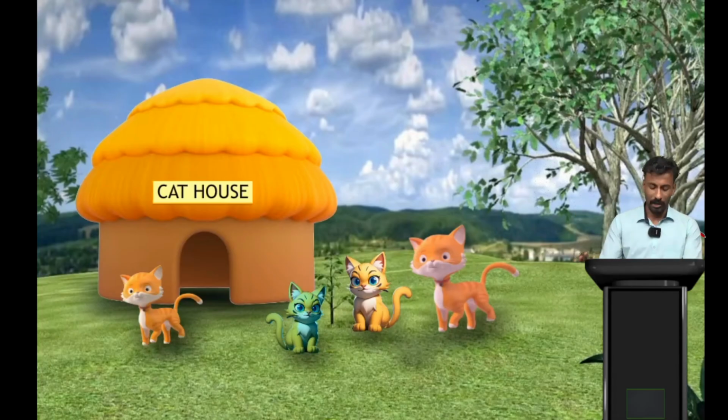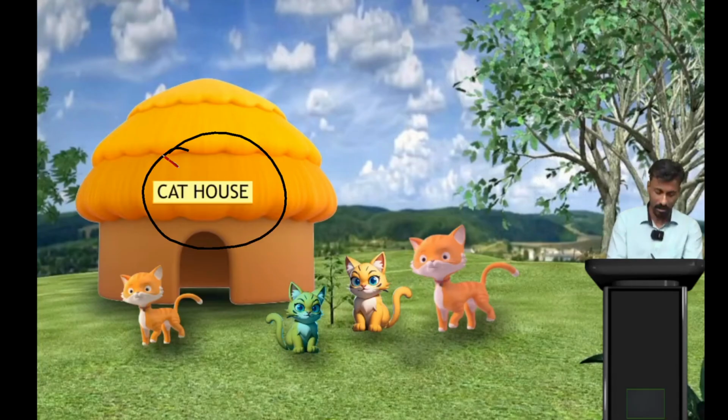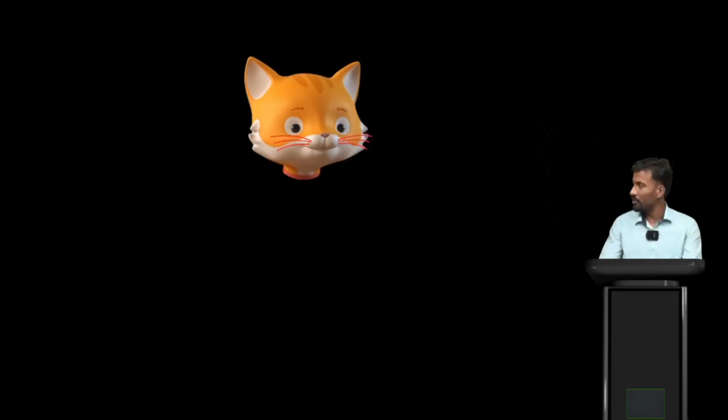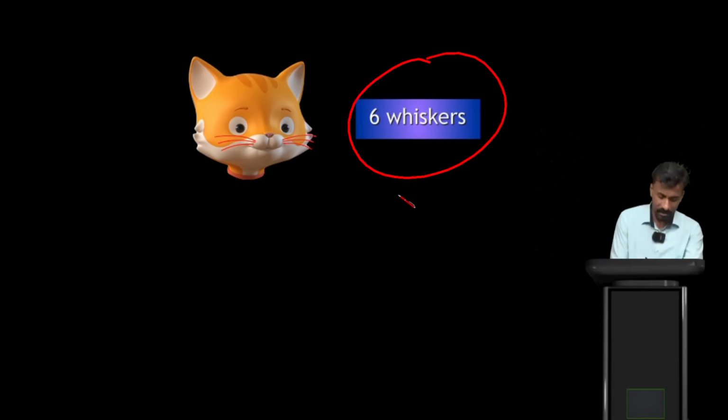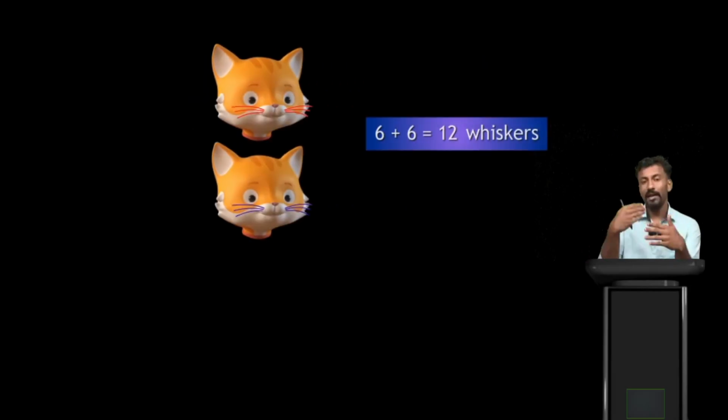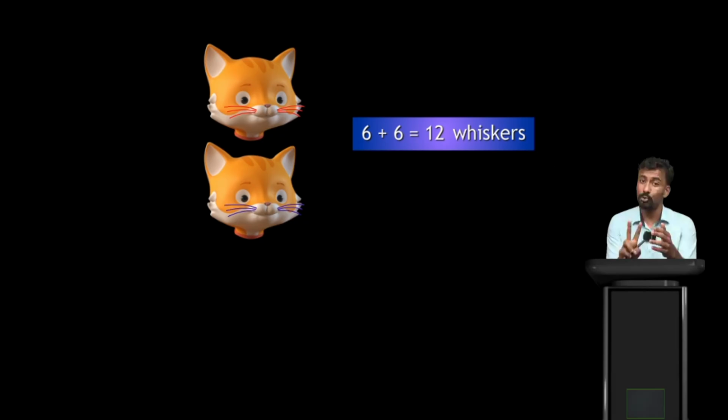Look at the screen. On the first slide, we see a cat house, and there are 1, 2, 3 and 4 cats there. It's a beautiful animation. Now here I have mentioned that a cat has 6 whiskers. Whiskers means the beard, you can say. So, there are 6 whiskers on a cat. Clear? Now, if I ask you how many whiskers 2 cats have?